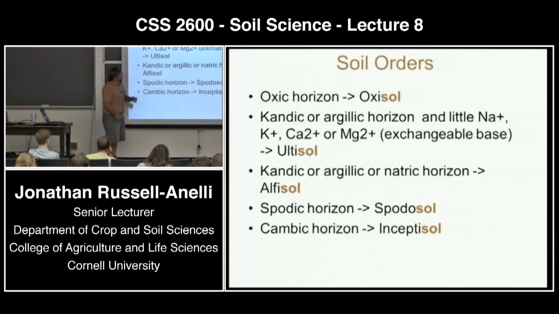Okay. If I have a candic or an argillic horizon that has little sodium, potassium, calcium, or magnesium, it's an ultisol. On the other hand, if I have an argillic or a candic or a natric horizon that has a lot of that stuff, it's an alfisol. High base saturation, low base saturation. Does that make sense? Does that reinforce the high versus low base saturation?